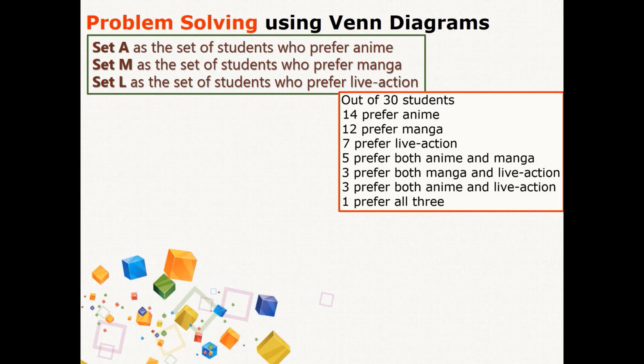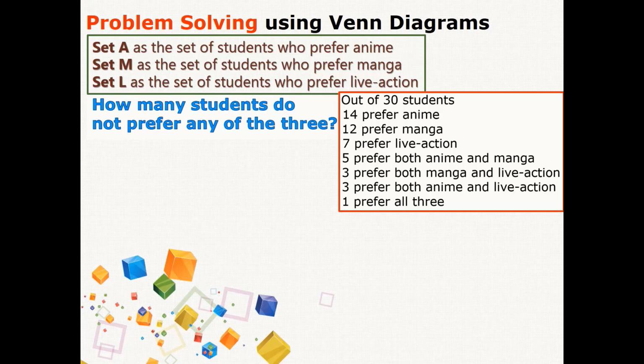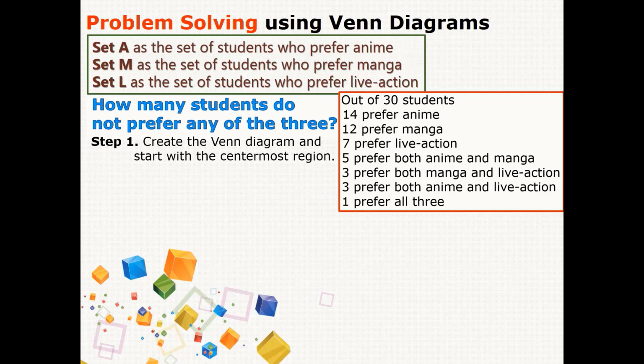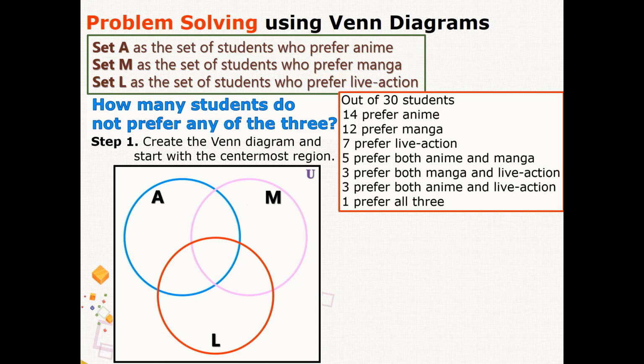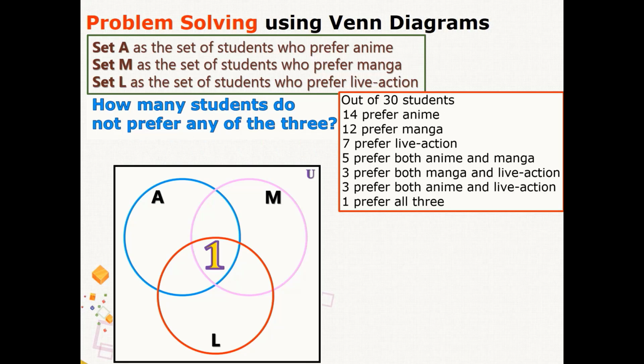Now how about if all sets are interconnected based on the given? And the question still, how many students do not prefer any of the three? Step 1, we need to make our three different sets interconnected and start with the centermost region given by 1 prefer all three.